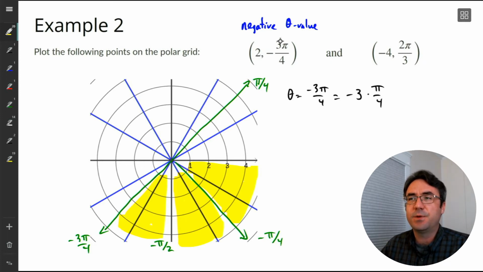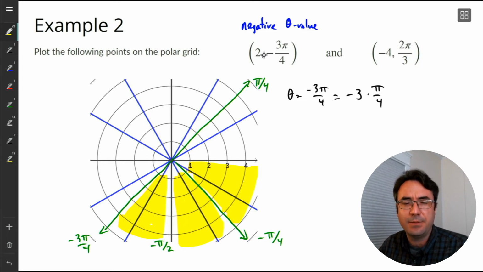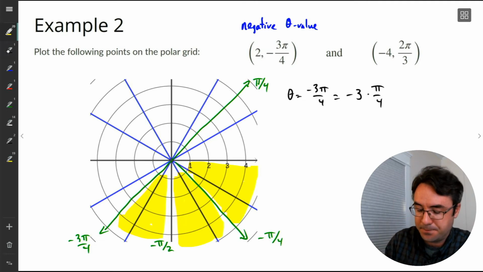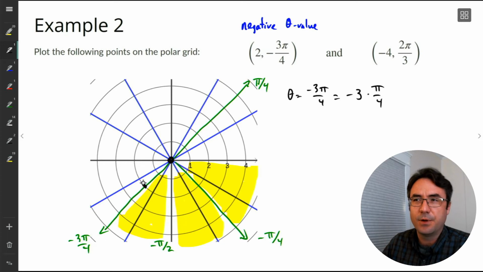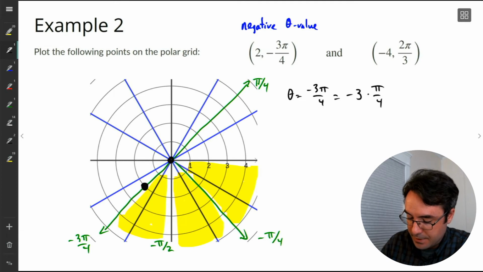So we're going to fall onto this ray right here. And then once we've identified the location, then we figure out how many units we are going to be away from the origin. So we're going to be 2 units away from the origin. So if we start at the origin, we're going to count 2 units onto that ray. And so here we are. We're going to be on this circle of radius 2. So we're right here. And this is our point 2 comma negative 3 pi over 4.